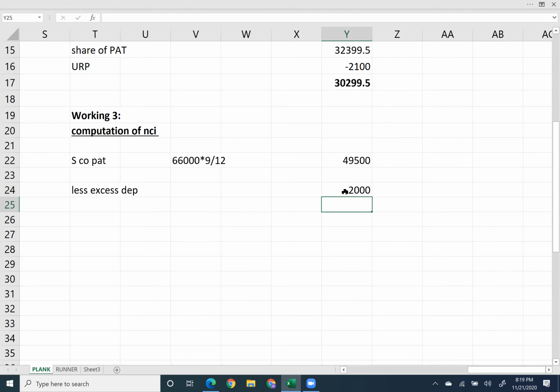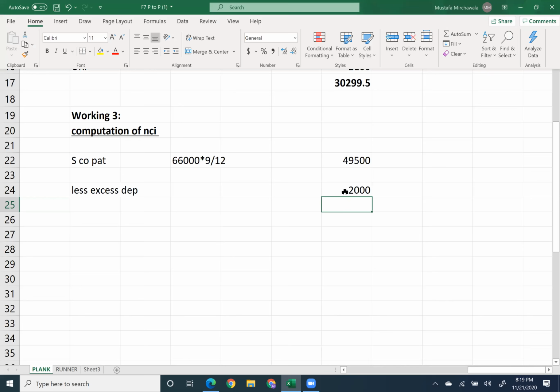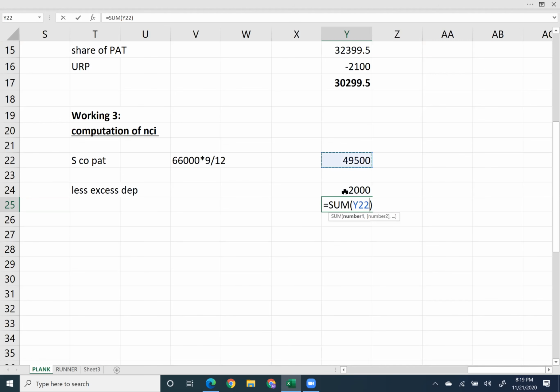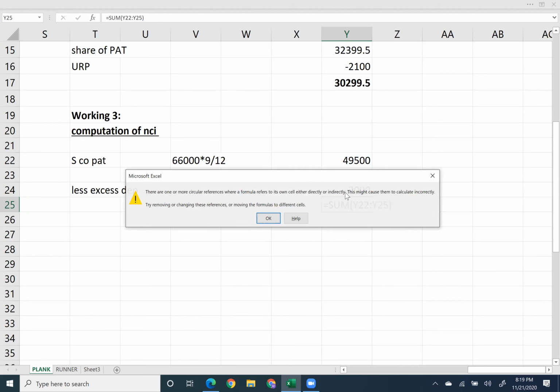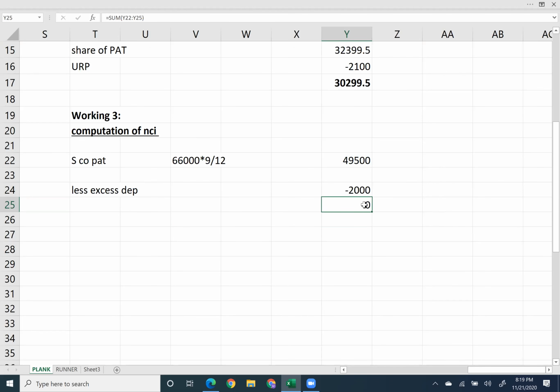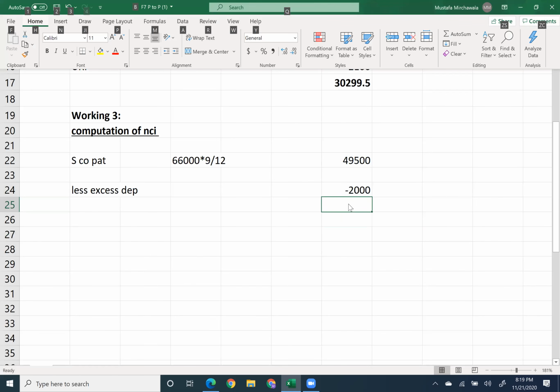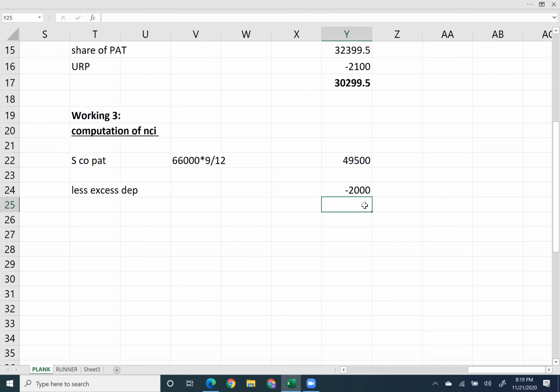Okay, so here you have the profit. The adjusted number is 47,500. Okay, so this is the adjusted S company's profit after tax.